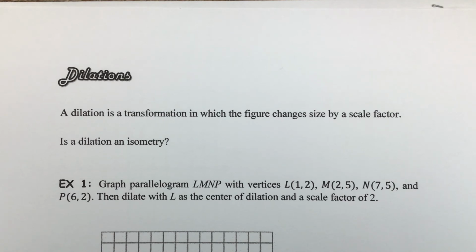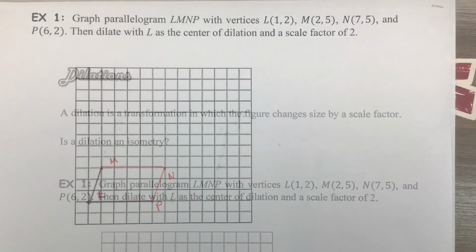All right, so is a dilation an isometry? It is not. Of the 4 that we're looking at, this is the transformation that is not an isometry, because an isometry needs to maintain congruency between the figures. And if you change the size, and that's literally all the dilation does, it changes the size, then it is no longer congruent. So this is not an isometry.